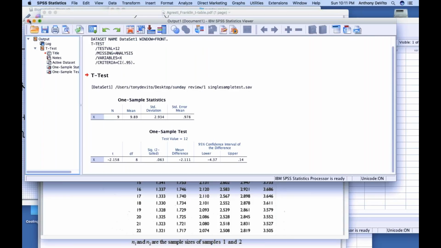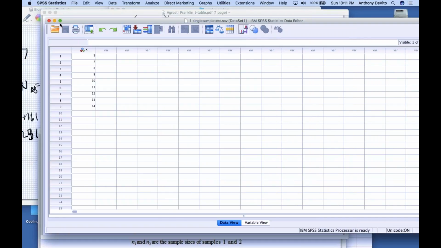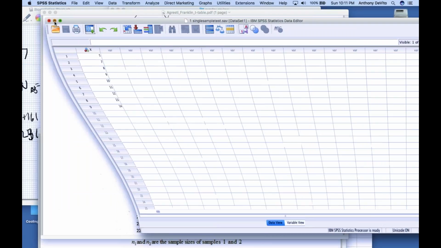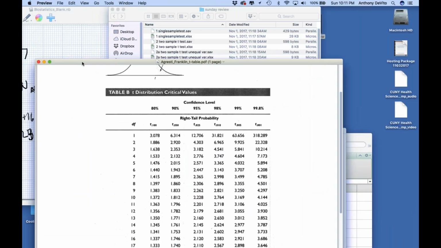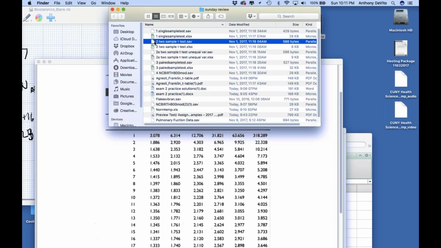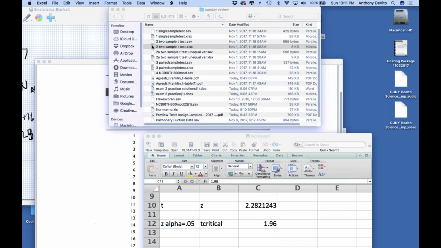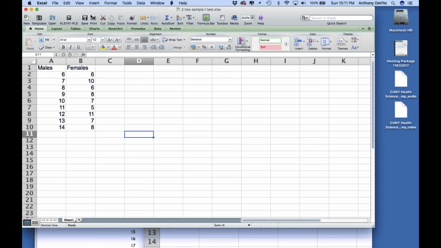Okay, so let's take a look at how we would deal with using SPSS the type of example that we just discussed, where we would be working with a two-sample t-test. So here's a simple two-sample t-test right here. Let's look at the data. Okay, the data looks like this, males and females. Here we go, males and females.